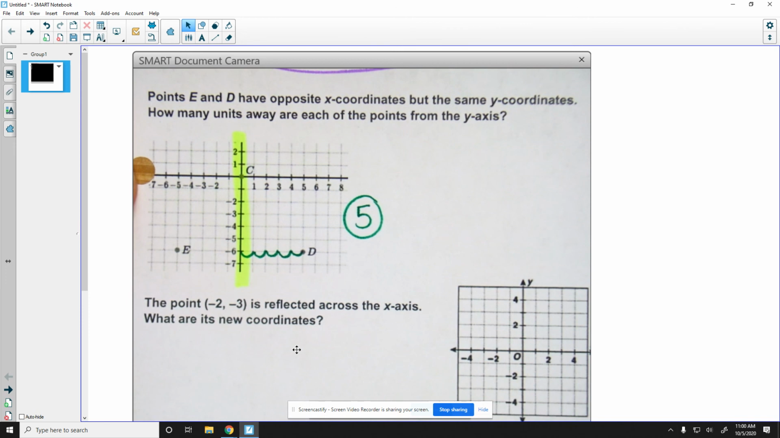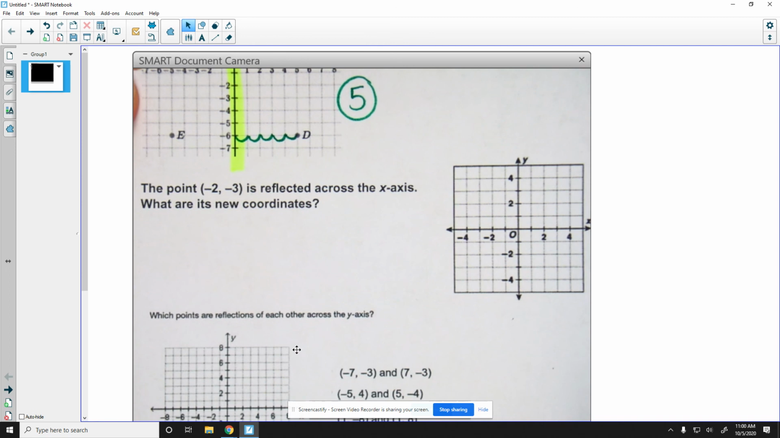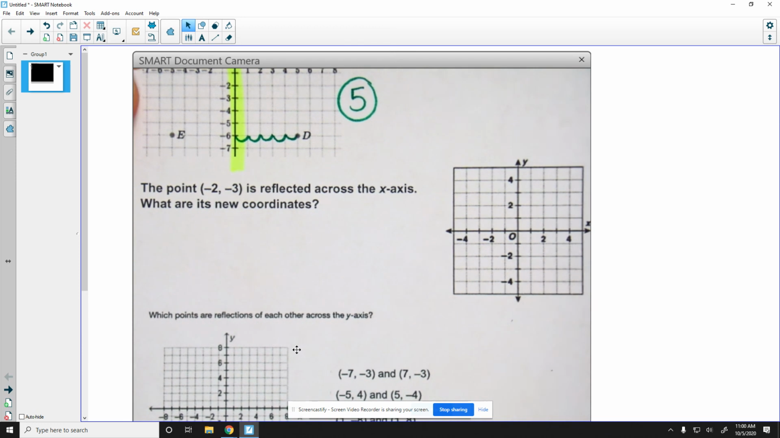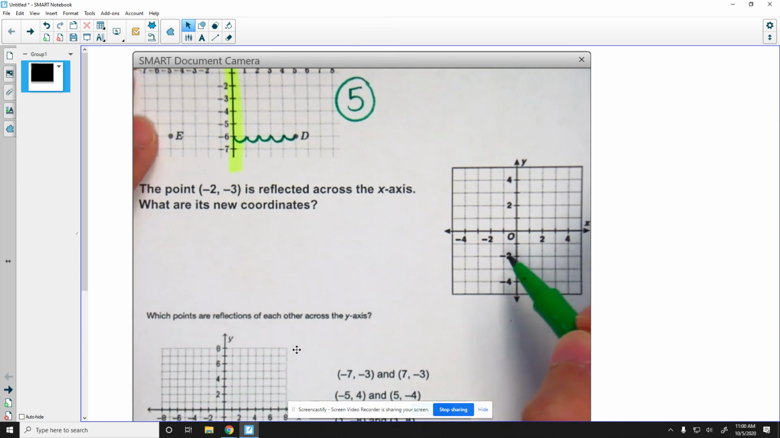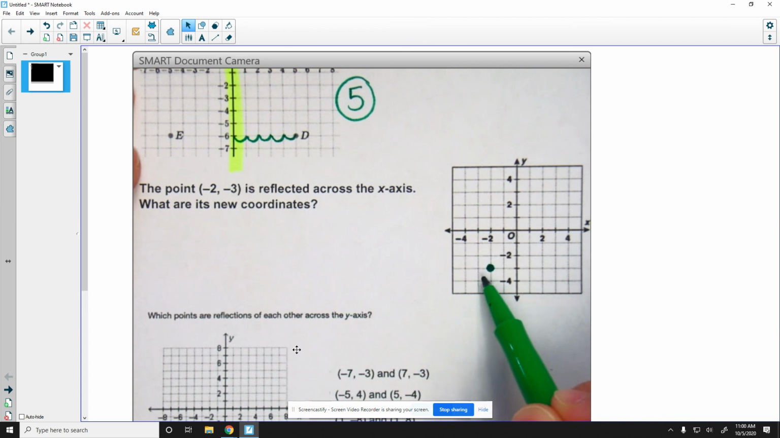Okay, next one. The point -2, -3 is reflected across the x-axis. I have no idea what they're talking about. Maybe you should graph it. Maybe you should plot it, okay? -2, -3. Okay, so I got to put a dot somewhere. So start from 0, 0. Right, left to the -2. Up, down to -3. Okay, so this point is reflected.